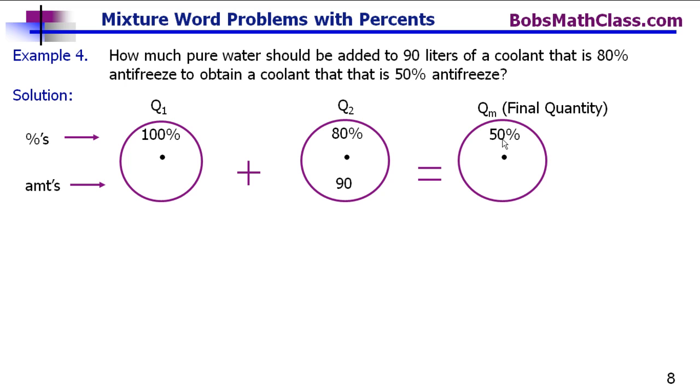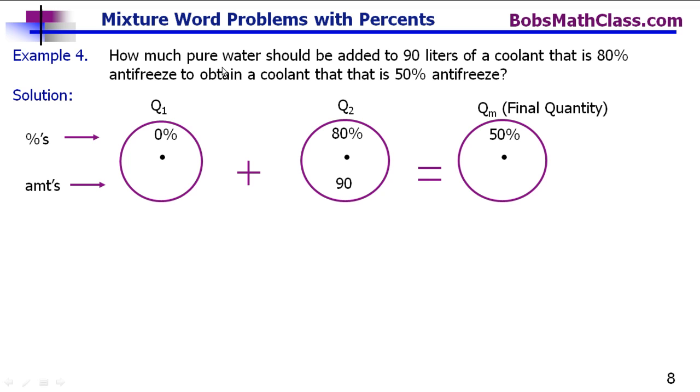Can that be right? Is this one in between these two? No, that doesn't make any sense, right? Think about these percents over here. 80% antifreeze. And this 50% is 50% antifreeze. Well, this 100%, is that 100% antifreeze? No, it's water. What percent antifreeze is in water? None. So that can't be right. So instead of using 100%, we're going to use 0%.